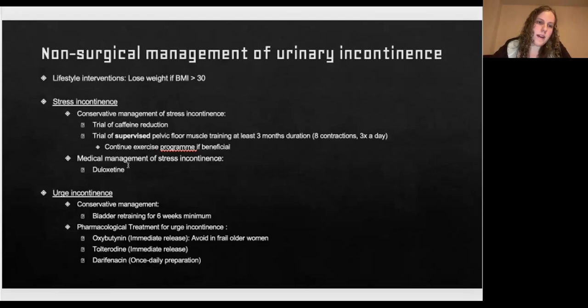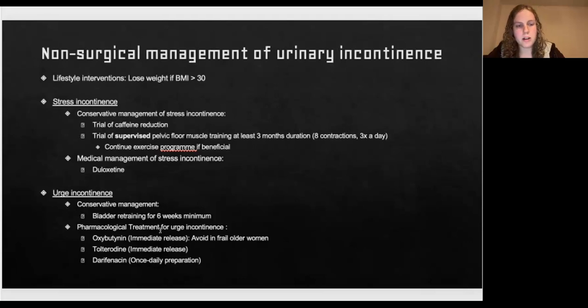If not, they can move on to medical management, which is duloxetine. And then I believe if that doesn't work, you can move on to a vaginal tension tape as well for surgical management. And then urgent incontinence is kind of similar. Start with conservative management, where you do bladder retraining for at least 6 weeks. Bladder retraining is just increasing the amount of time between using the bathroom, so you build it up. And it does seem to work for some people.